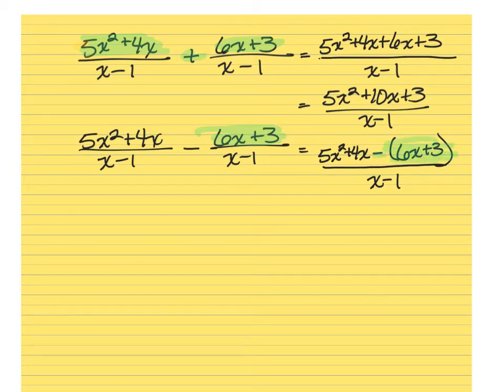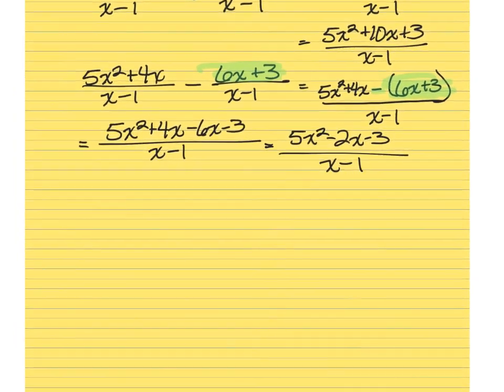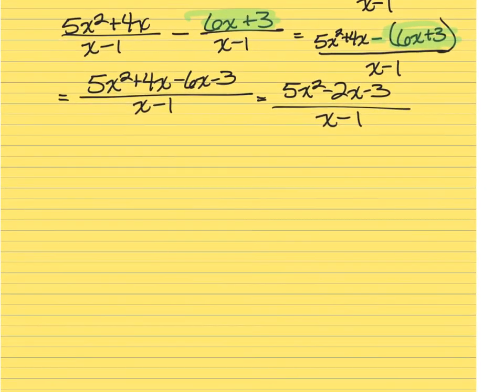That's if you're subtracting, right? Because when you come back to this, that minus will distribute through and give you a negative 6x minus 3 over x minus 1. So 5x squared minus 2x minus 3 over x minus 1. And there it is, okay? So if it's a subtraction and you're subtracting multiple terms, you've got to put parentheses around that.